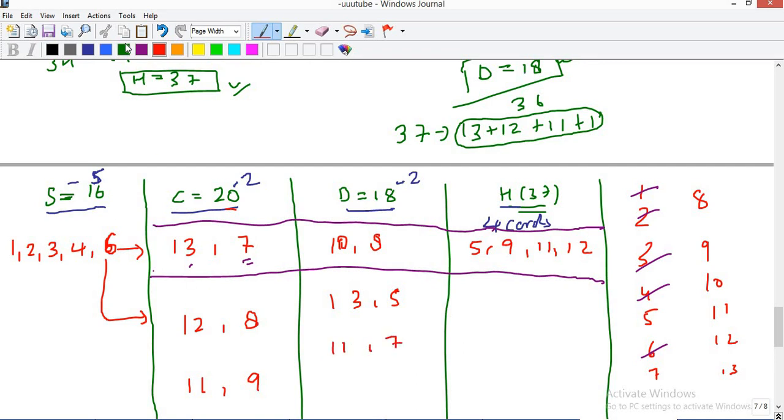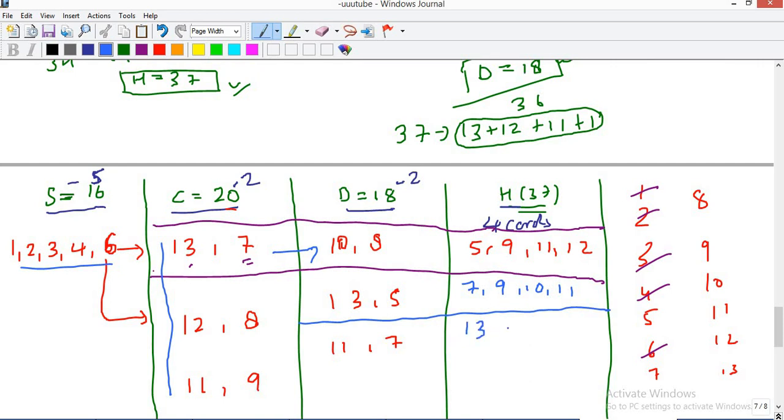Now, for 12 and 8, corresponding to 12 and 8, I have got 2 cases. So I'll split it from here. Corresponding to this, ये 3 cases आए थे. Corresponding to 13 7, there is only 1 case. Corresponding to 12 and 8, I have got again 2 cases. Now, if it is 13 and 5, the leftover cards are nothing but 7, 9, 10 and 11. Okay? And if it is 11 and 7, then my leftover cards are nothing but 13, 10, 5 and 9. Now, any other possibility for the sum to be 18? No. 12 already used हो चुका है, 6 भी use हो चुका है, so I cannot have any other possibility.